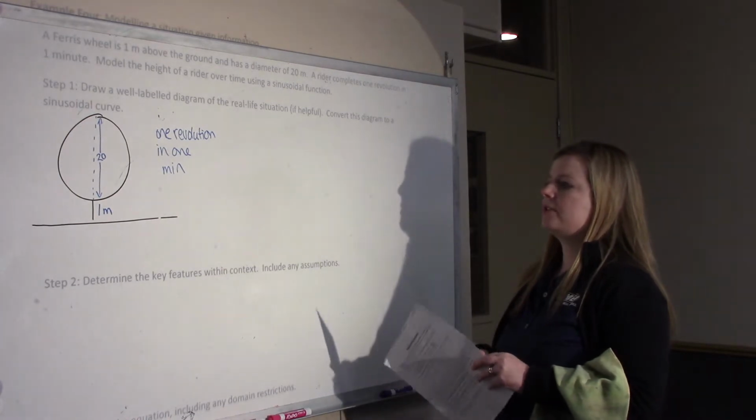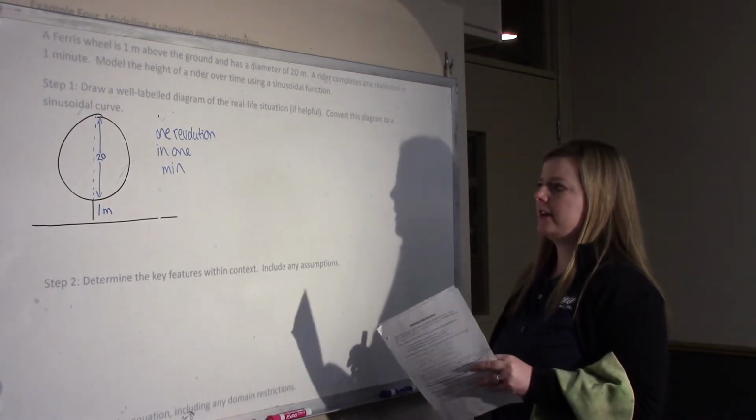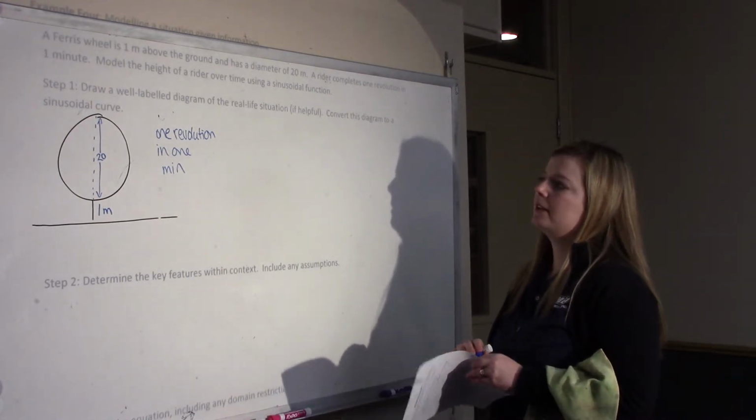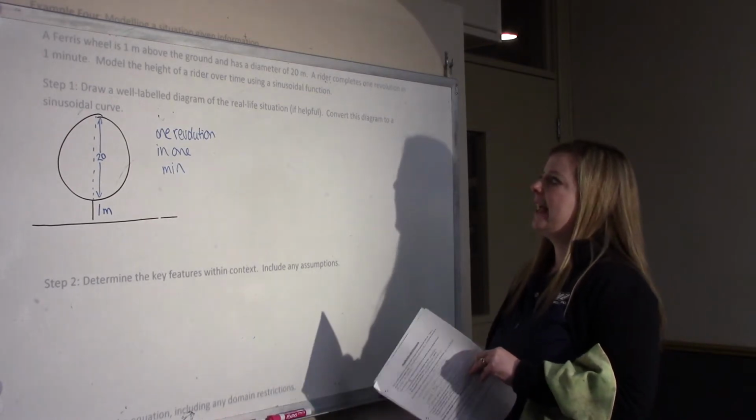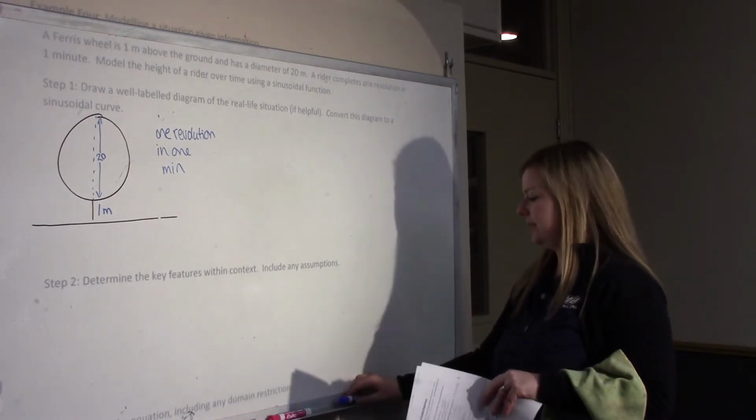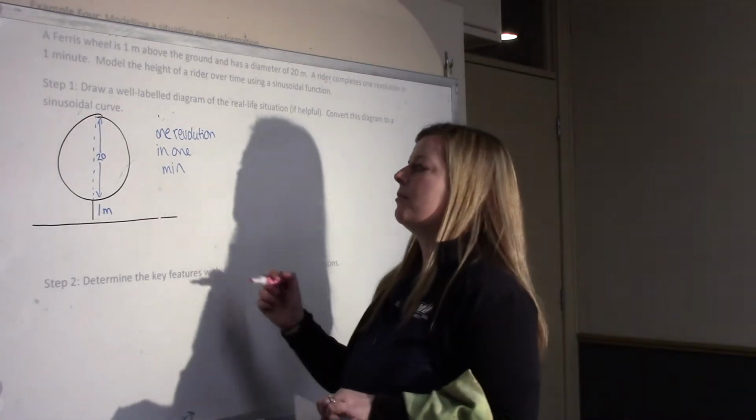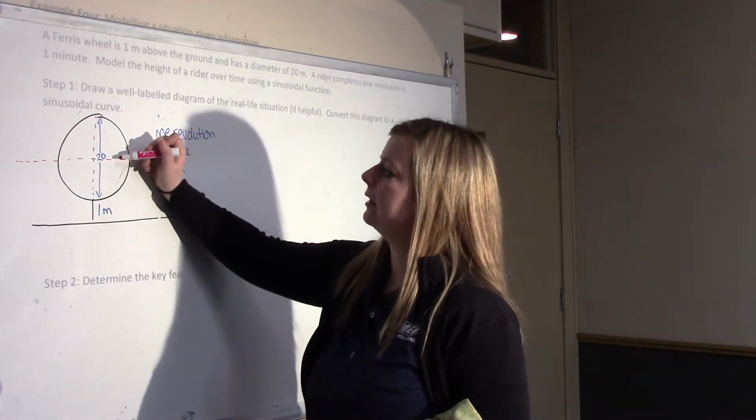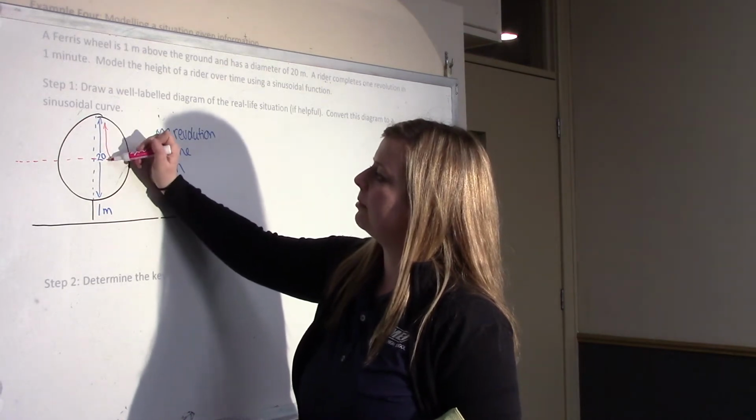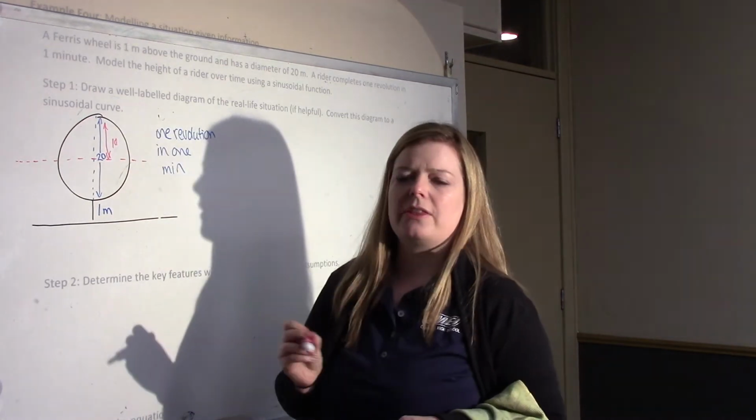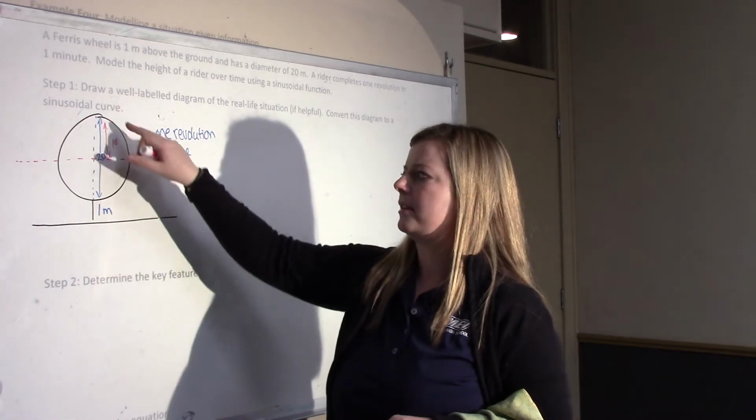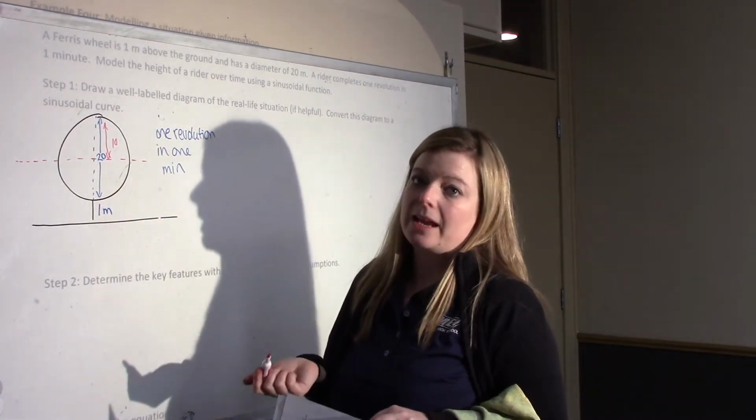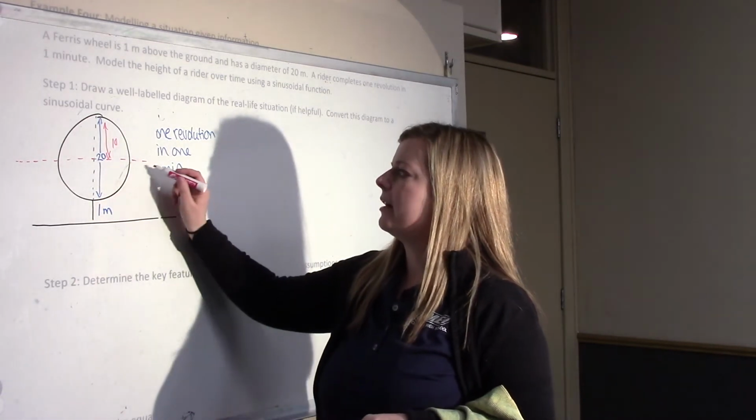So step 1 is to draw a well-labeled diagram, which I did there. Well, I'm going to label a bit more in a minute. And then convert this to a sinusoidal curve. So think about it. We're going to need to know the halfway point because that's the axis. So you can draw that here. And then from the middle to the top is 10. So you've got to think about, why do we need to know the distance between the middle and the top? Amplitude, right?